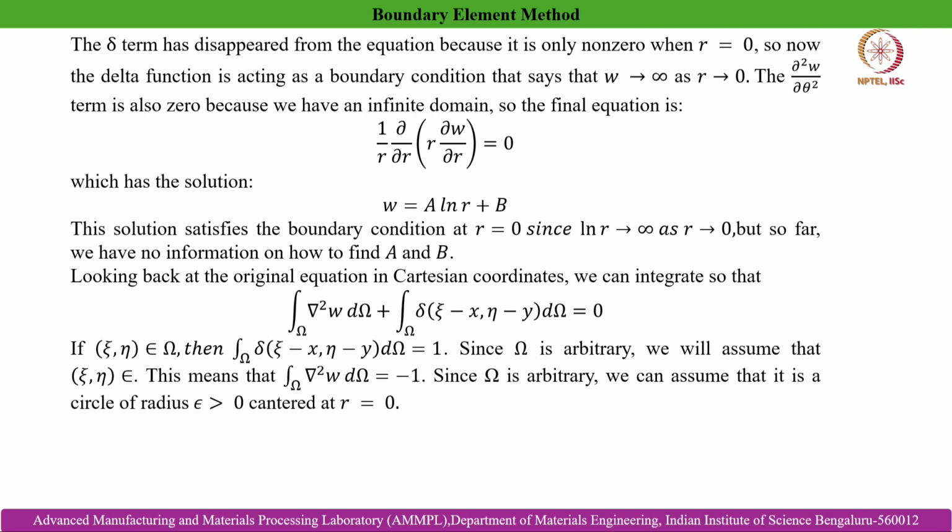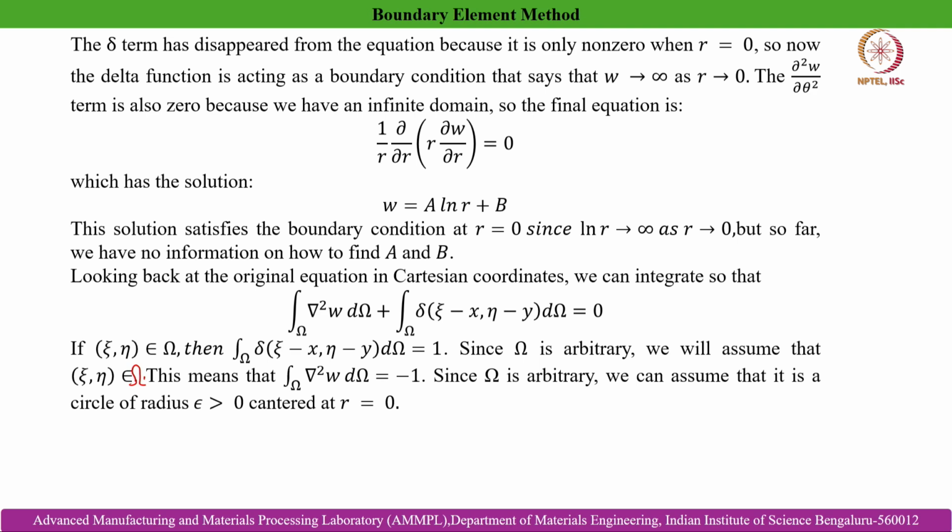So, here there is a typo. So, there should be the domain omega. So, this means that integration over the domain of grad square w d omega is equal to minus 1. So, since omega is arbitrary, we can assume that it is a circle of radius epsilon greater than 0 centered at r is equal to 0.